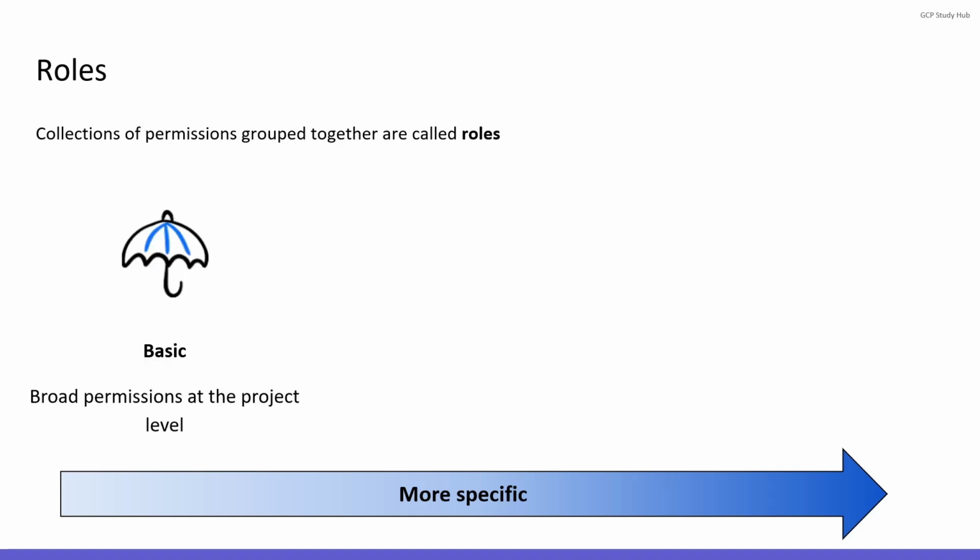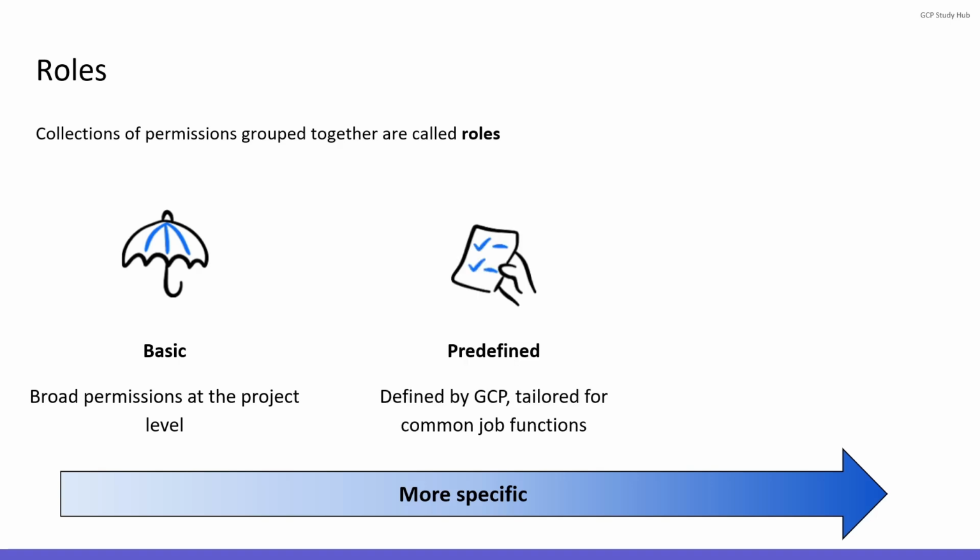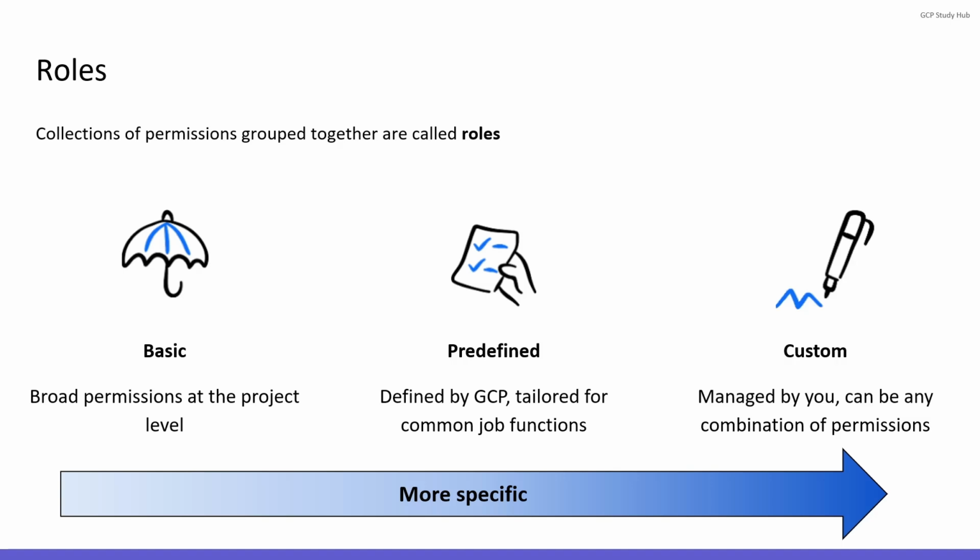Basic roles are broad permissions at the project level, giving a lot of access across the board. Next, we have predefined roles. These are more specific and tailored by Google for common job functions, like a BigQuery data editor or storage admin. Finally, we have custom roles. These are managed by you, allowing for any combination of permissions based on your specific needs. As we move from left to right, roles become more specific in terms of what they allow.